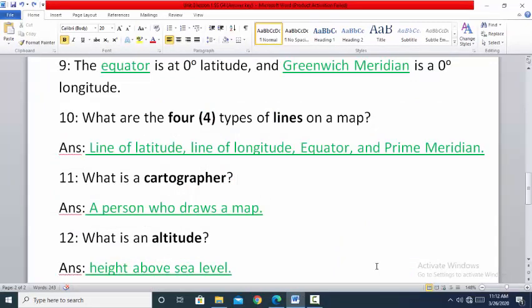Okay, who or what is a cartographer? He is the person who draws a map. So the person who draws a map is called what? Yes, he's called a cartographer.